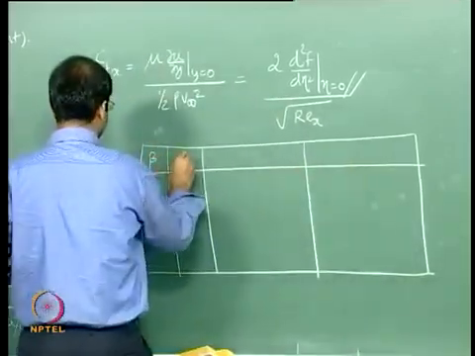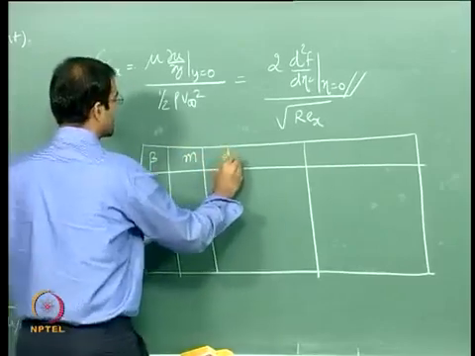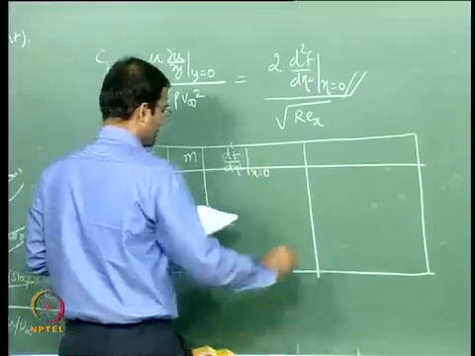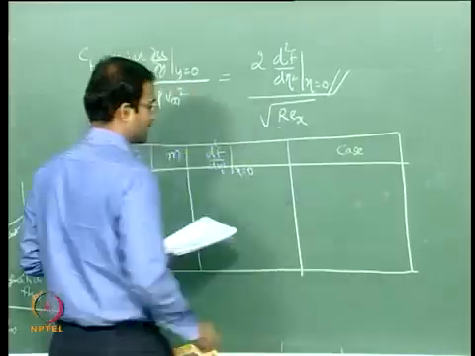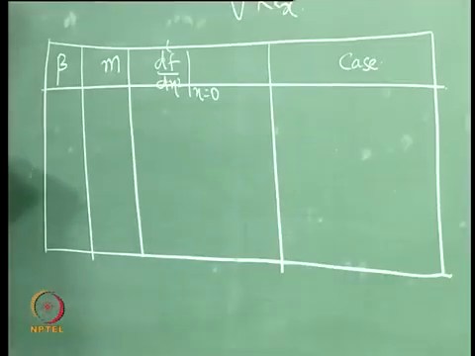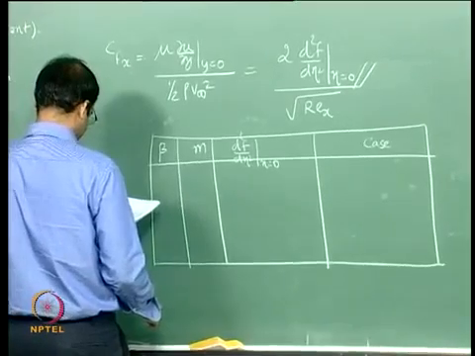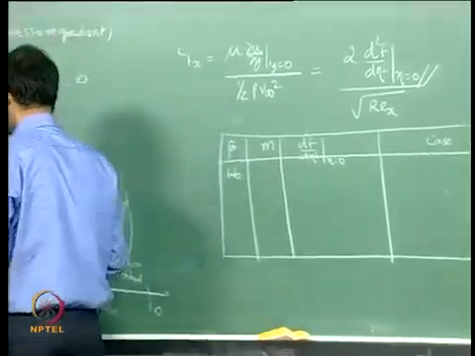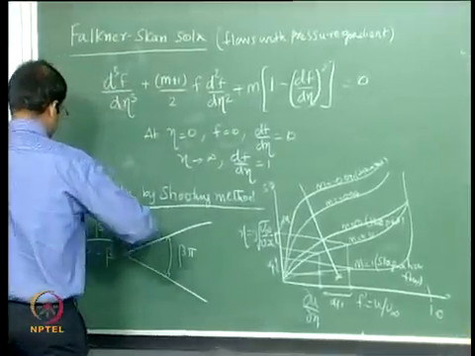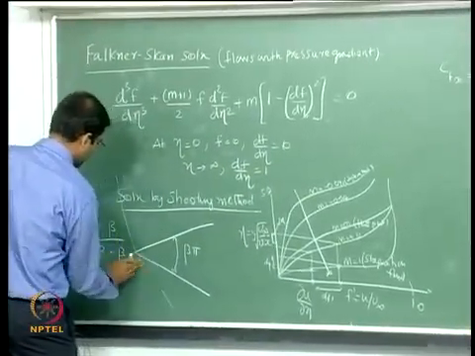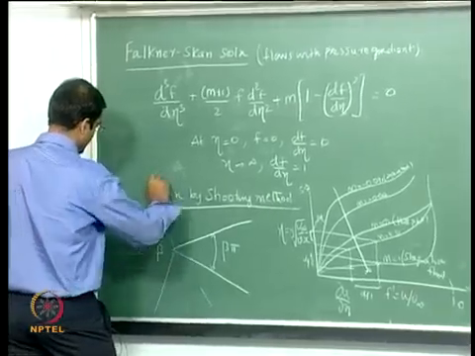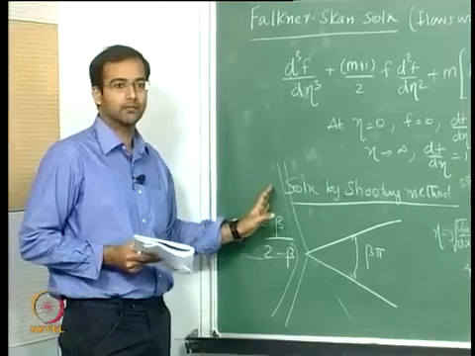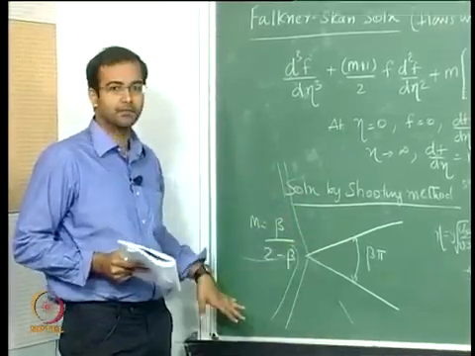So for the value of beta, this is the value of m, and this is d square f by d eta square at eta equal to 0, and this is the particular configuration or case that it corresponds to. Okay, so beta equal to 1.6, so 1.6 times pi. You have a flow which is like this, right? It's much more than 1, so your wedge angle is more than pi, alright.